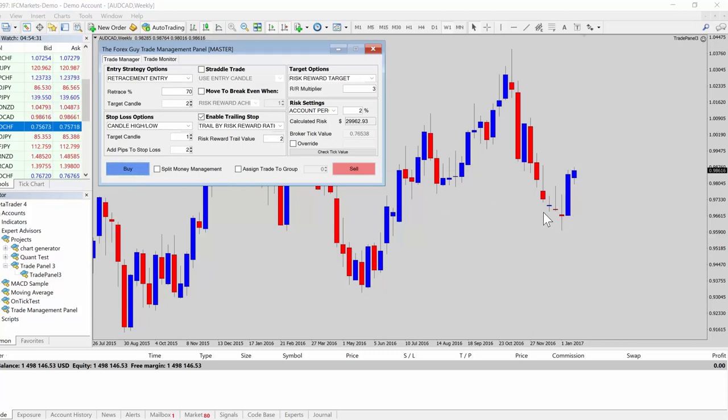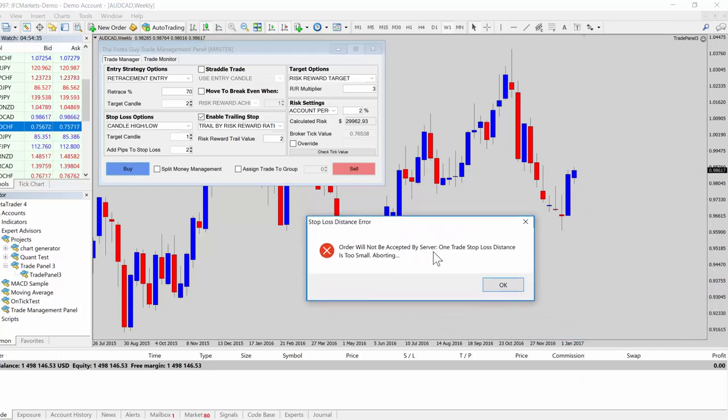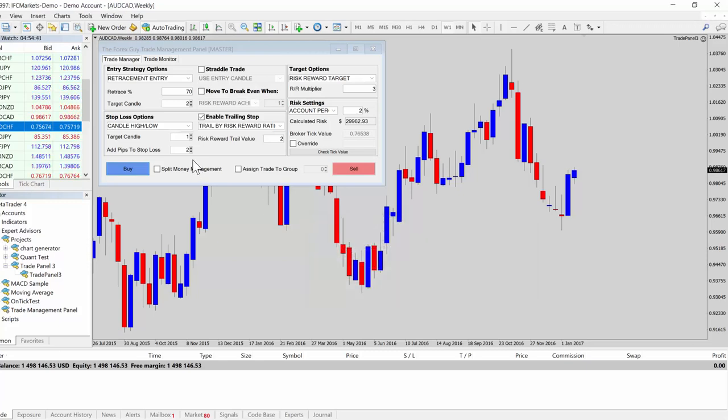Okay, so if we click buy, I've got an error here. The order will not be accepted by the server because the trade stop loss distance is too small. That's because I'm still targeting candle 1. Whoops, so I used the wrong option there. Okay, so let's try that again.